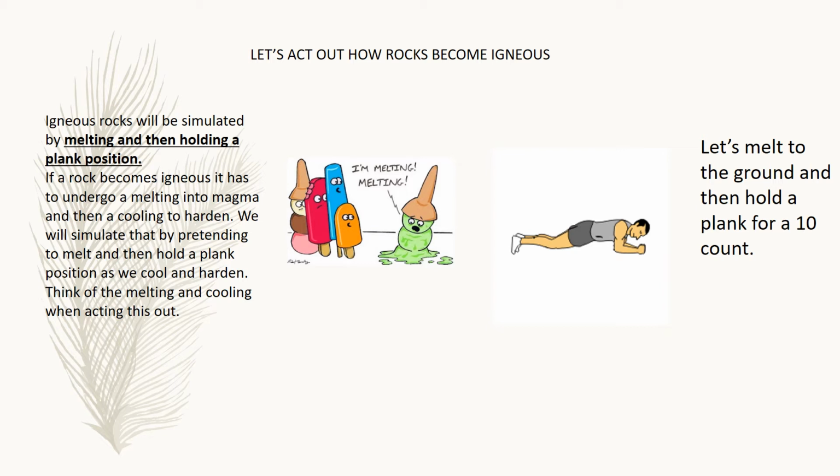Igneous rocks will be simulated by melting and then holding a plank position. Because if a rock becomes igneous, it has to undergo a melting into magma and then a cooling to harden. We will simulate that by pretending to melt and then hold a plank position as we cool and harden. Think of melting and cooling when acting this out. So, as you're standing, pretend to melt to the floor and then get in a plank position and hold for a count of 10. 1, 2, 3, 4, 5, 6, 7, 8, 9, and 10.